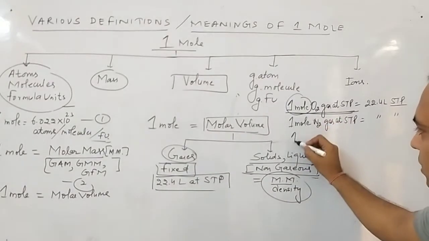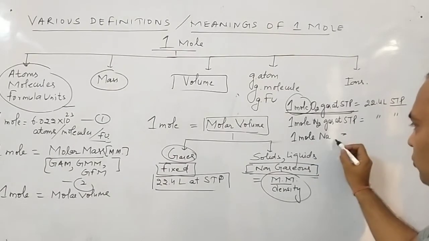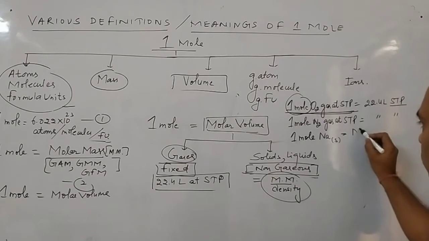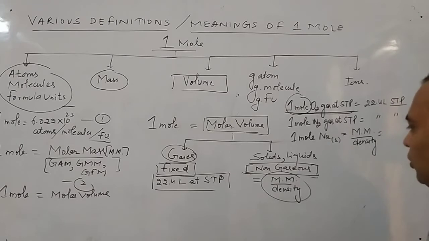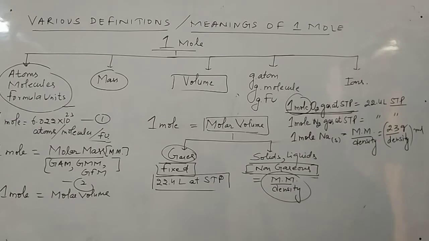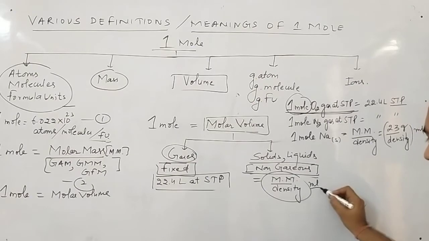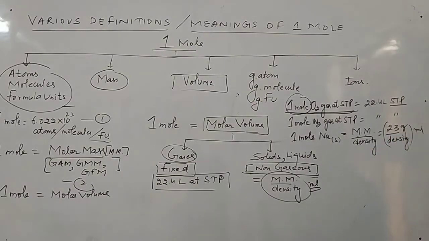Now I will take some other substance. Now 1 mole of sodium. You know sodium is solid. So for solid it is equal to molar mass upon density. The molar mass of sodium is 23 and density is given to you in the question. Remember, density we will provide in the question. Now see, since the molar mass is in gram, the volume here is in ml. The gaseous volume we will calculate in liters, whereas for these we will calculate in ml, because the molar mass is calculated in gram.